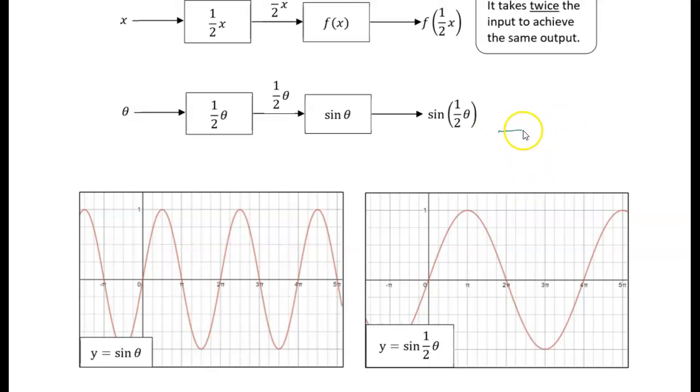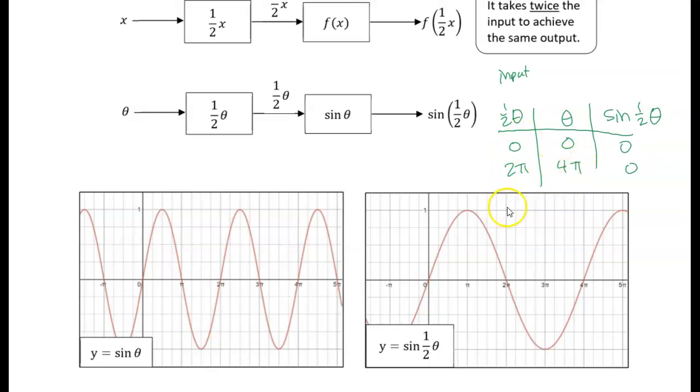You can also look at it the same way I did before. Our input is now 1/2 theta, and if we look at the sine of 1/2 theta, we know that when the input to sine is 0, you get 0, and when the input is 2 pi, you're back at 0. This is the input to sine, but our theta is just theta. So in order for 1/2 theta to be 0, theta has to be 0. But in order for 1/2 theta to be 2 pi, I have to have a theta of 4 pi. It takes twice as much theta to achieve the same output because I'm cutting it in half before I feed it into the sine function.